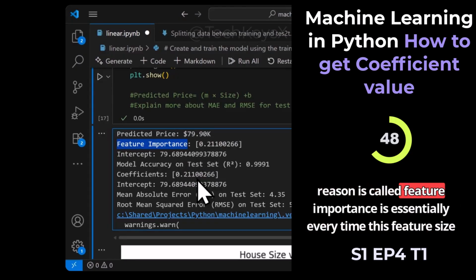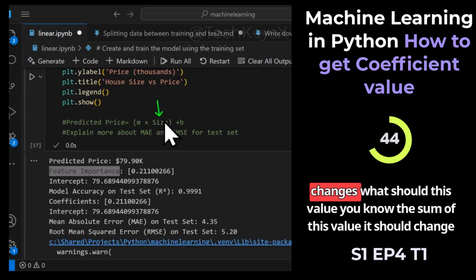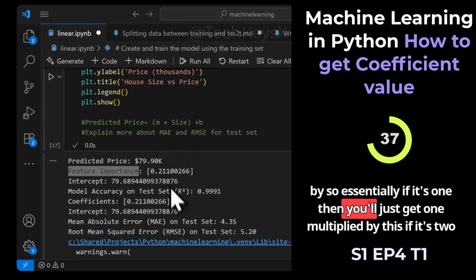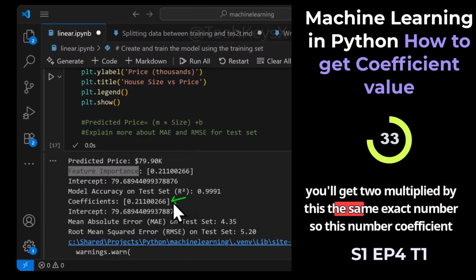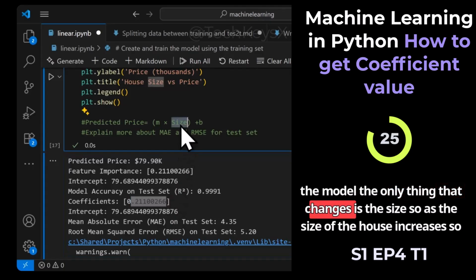The reason it's called feature importance is essentially that every time this feature size changes, the sum of this value should change by this amount. So if it's 1, you'll just get 1 multiplied by this. If it's 2, you'll get 2 multiplied by this. The same exact number. This coefficient doesn't change at all for the model. It will stay the same based on when you created the model. The only thing that changes is the size.